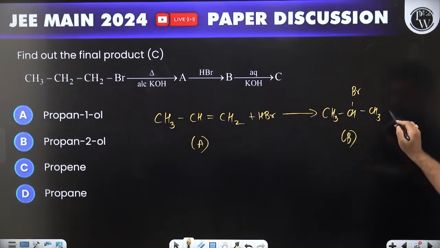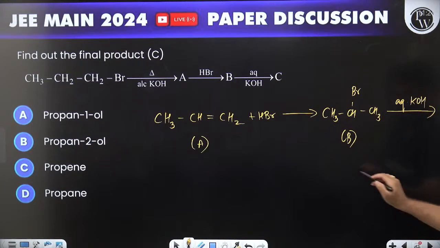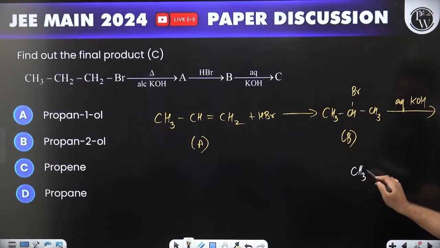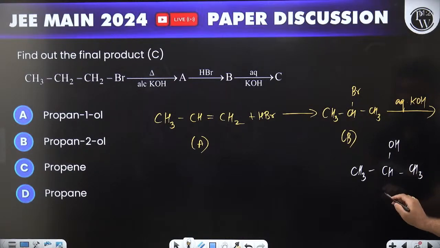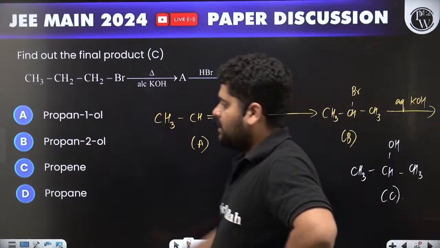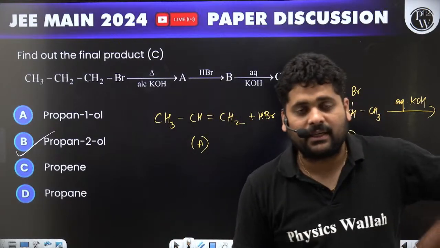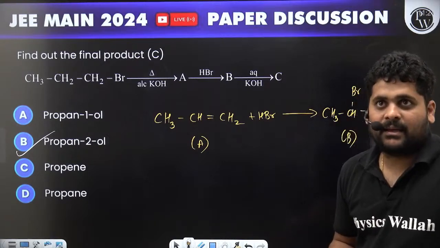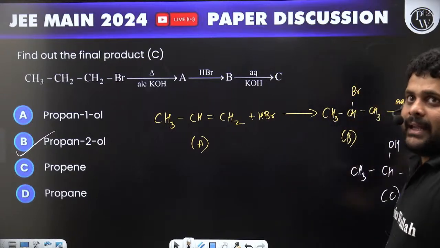On this, we have added aqueous KOH. Aqueous KOH for substitution, alcoholic KOH for elimination. So in place of Br, we will be getting OH. So this is our product C. Find out the product C. It is propan-2-ol. Correct answer is option B. Straightforward, simple question from haloalkanes chapter. Again, NCERT. Okay, right. Next one.